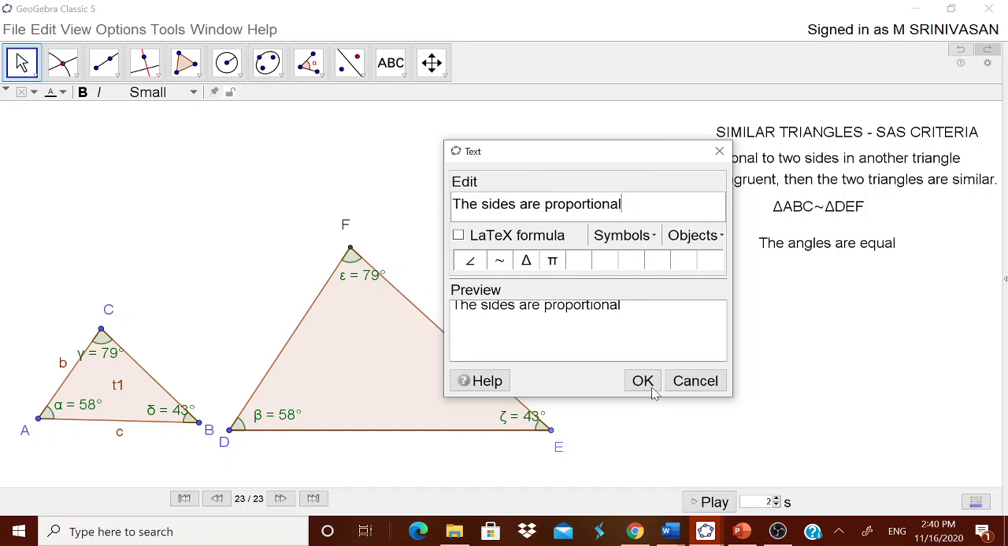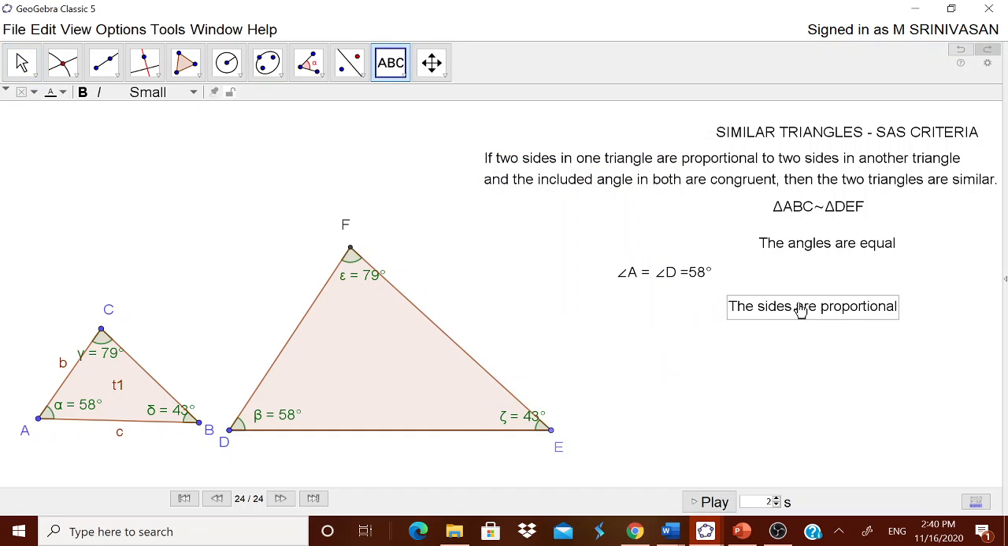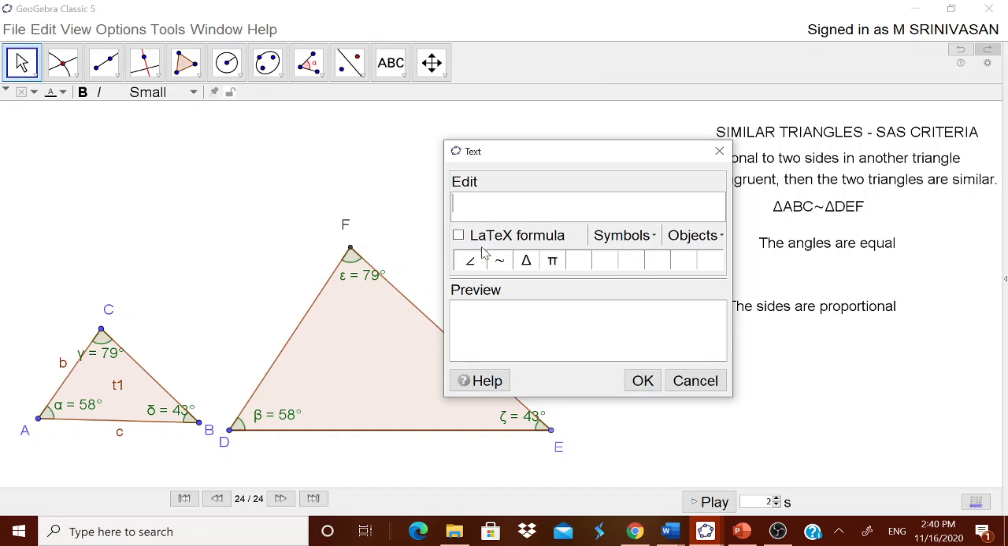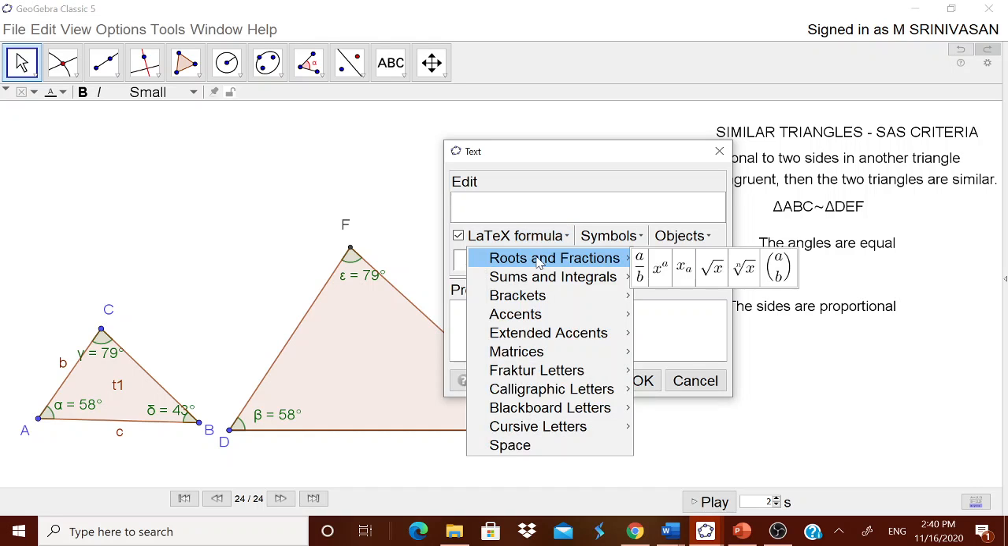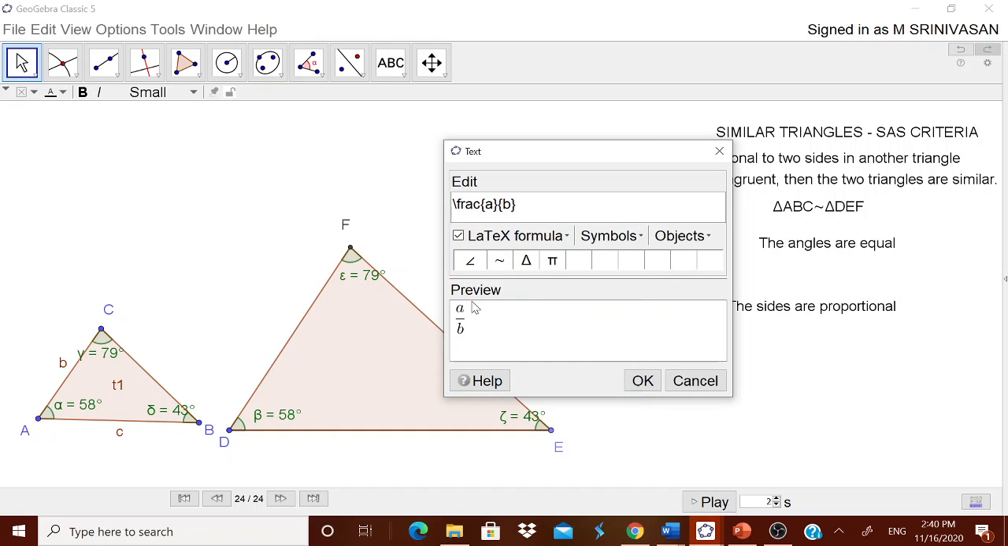Okay, what is the meaning of the sides are proportional? You have to tell the children what is the meaning of it. For that, again, I am writing it very clearly. Go to this LaTeX formula. In that LaTeX formula, you have a fraction over here. In the fraction, in place of A, you write the first side. That is, you write AB. What will be the side from the second one?